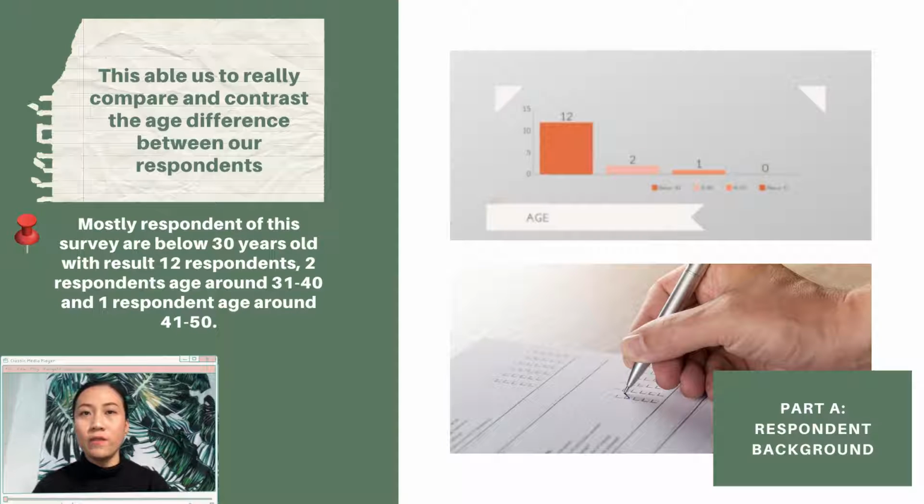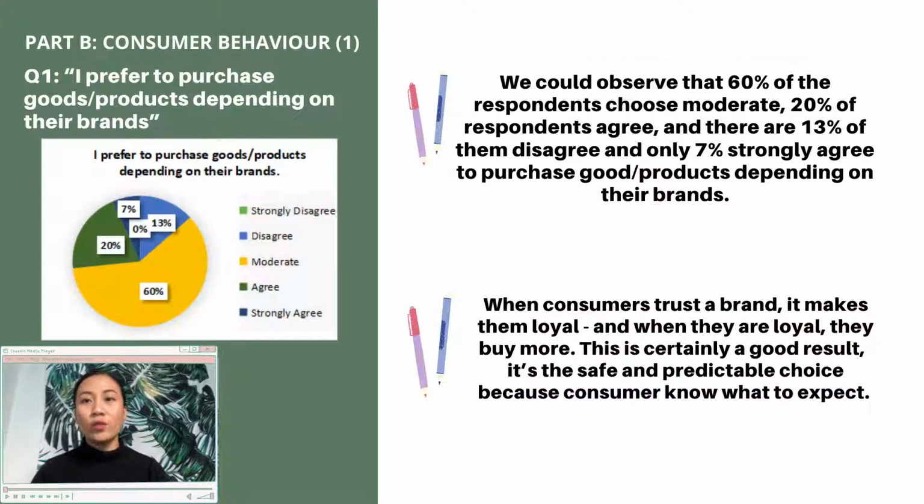Mostly respondents of this survey are below 30 years old. We result 12 respondents, 2 respondents aged around 31 to 40, and 1 respondent aged around 41 to 50. This enables us to really compare and contrast the age difference between our respondents. Moving on to the next part in this survey is part B, the consumer behavior, part 1.